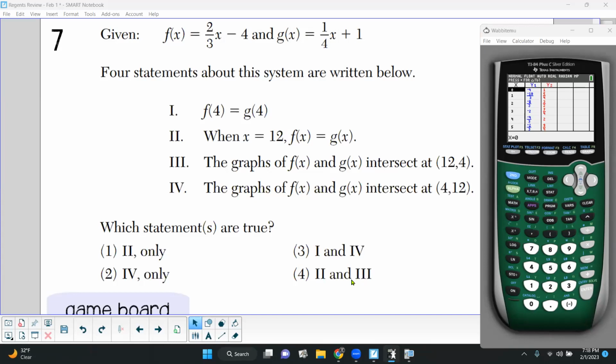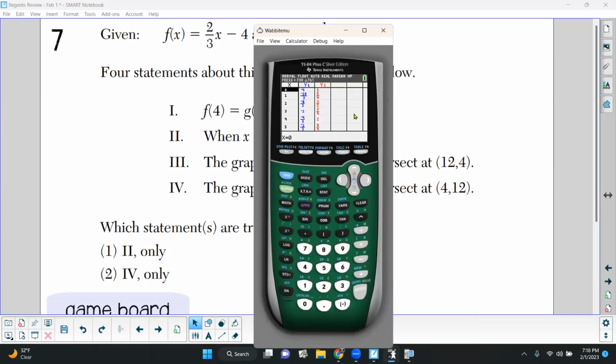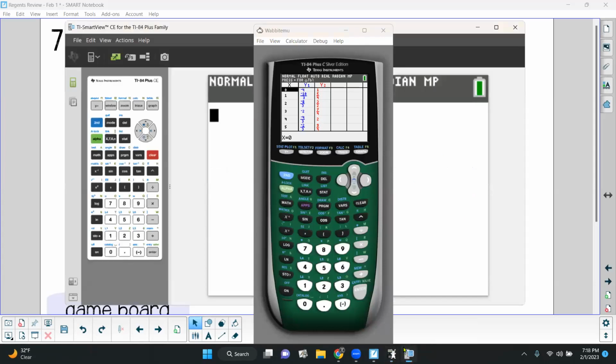I'm letting some kids that don't have calculators view my calculator screen here. So we should be able to answer choice number 1. Is function f and function g both equal to each other when the input is 4, when x is 4? So if you're looking at your graphing calculator here, is it big enough for you? I don't know. Can you guys see that? Maybe I should use this calculator instead.